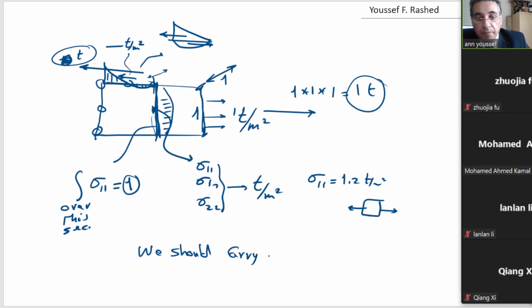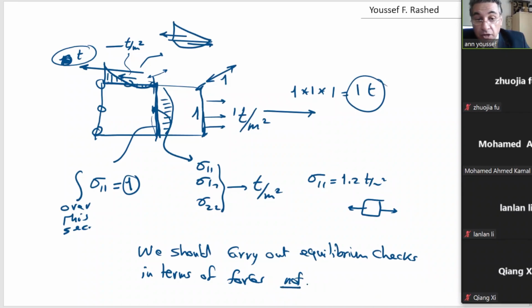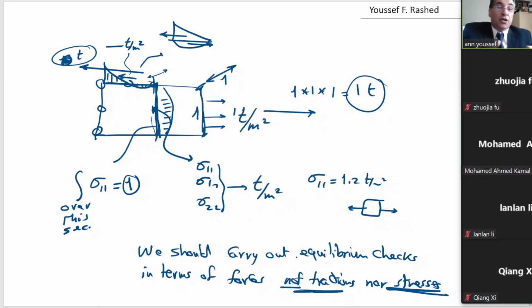carry out equilibrium checks in terms of forces, not tractions nor stresses. This is very important. Why are you doing this? In order to check the results of our computer program.